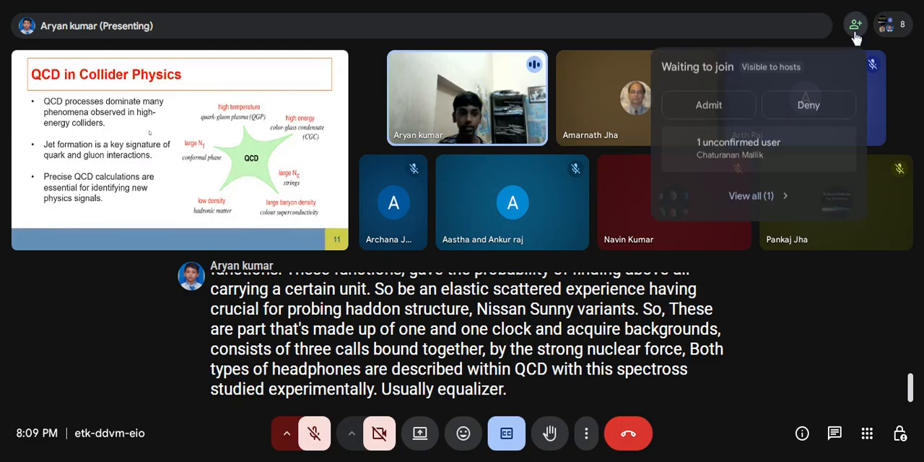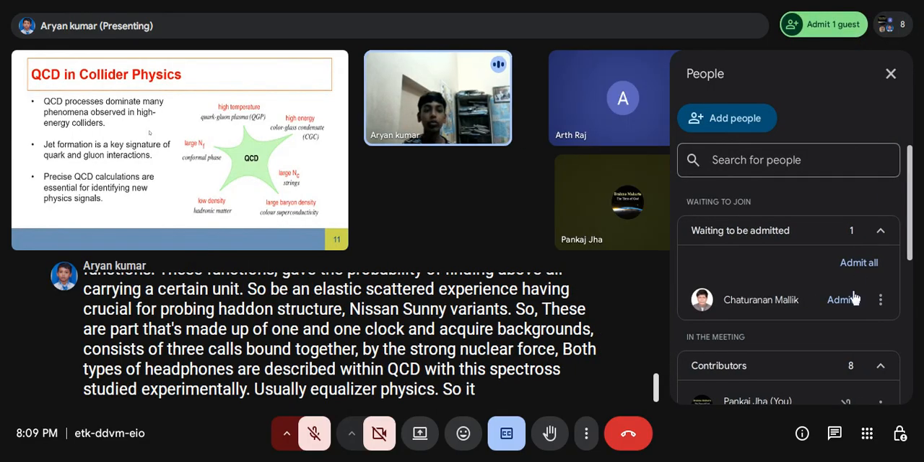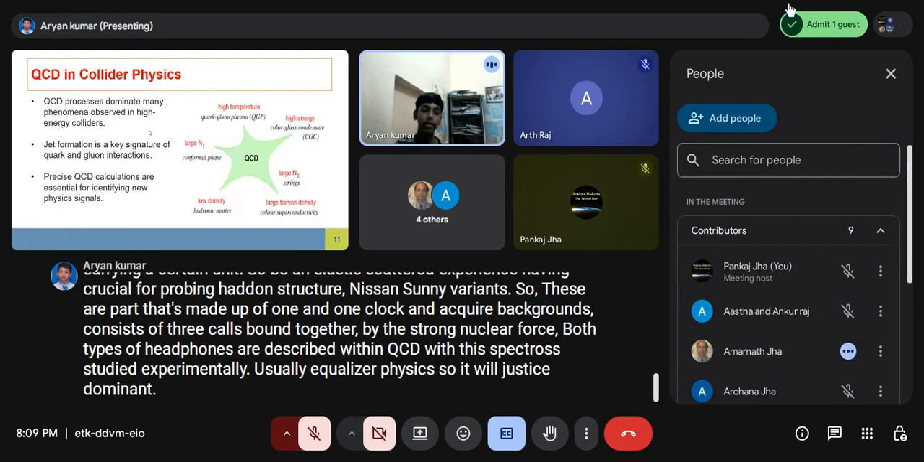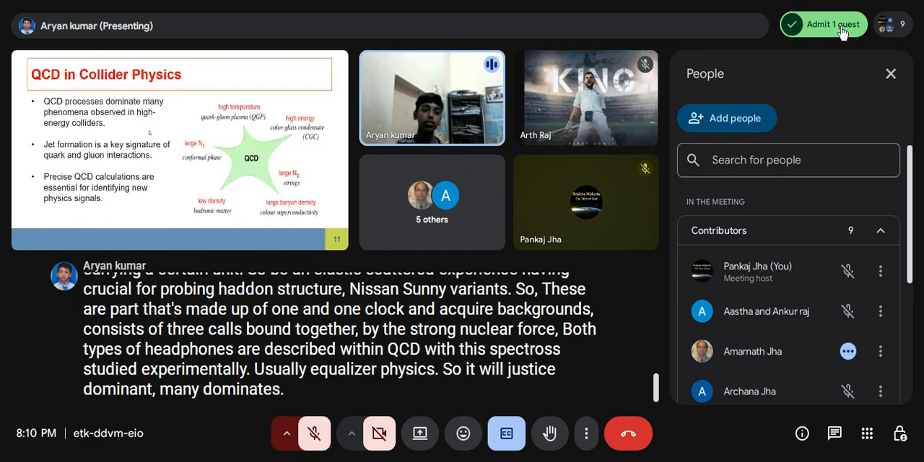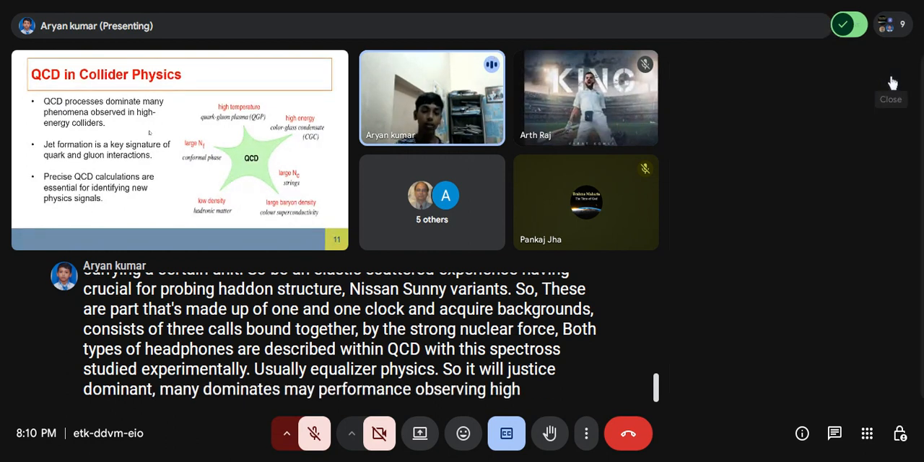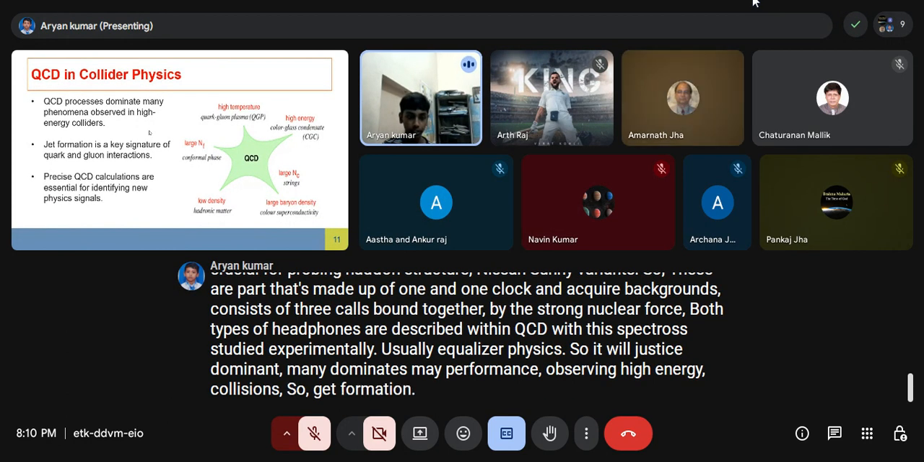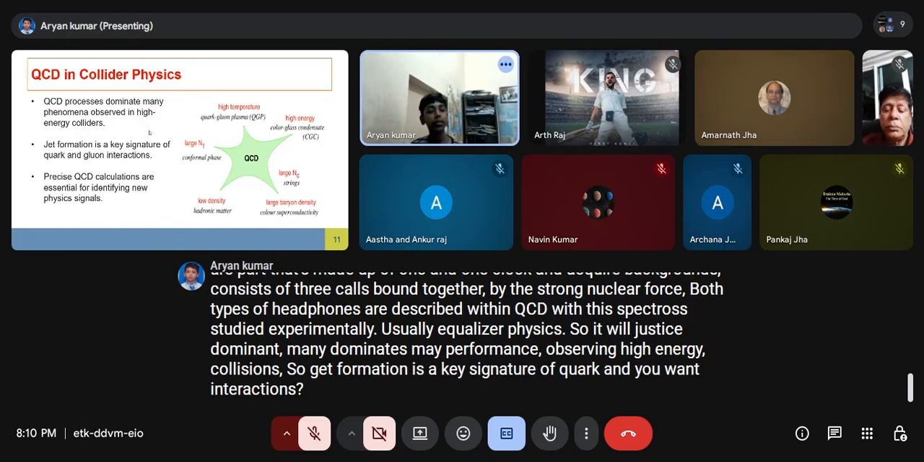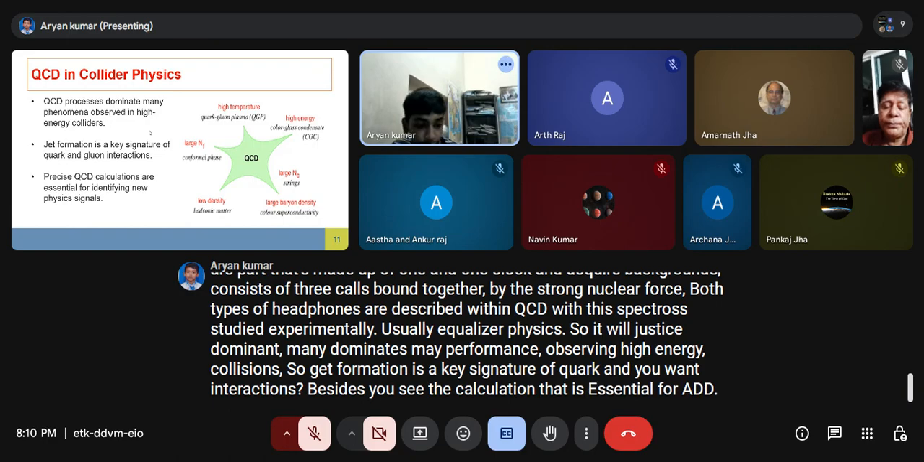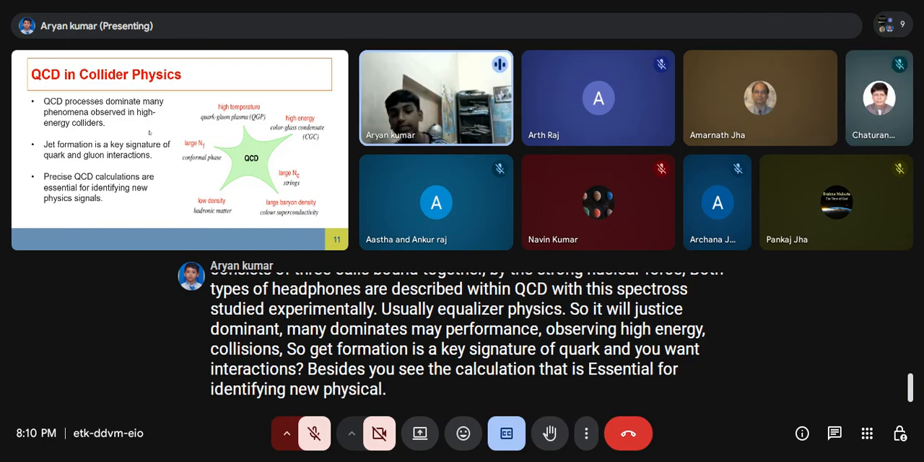QCD in collider physics. It dominates many phenomena observed in high energy collisions. Jet formation is a key signature of quark and gluon interaction. Precise QCD calculations are essential for identifying new physics signals.